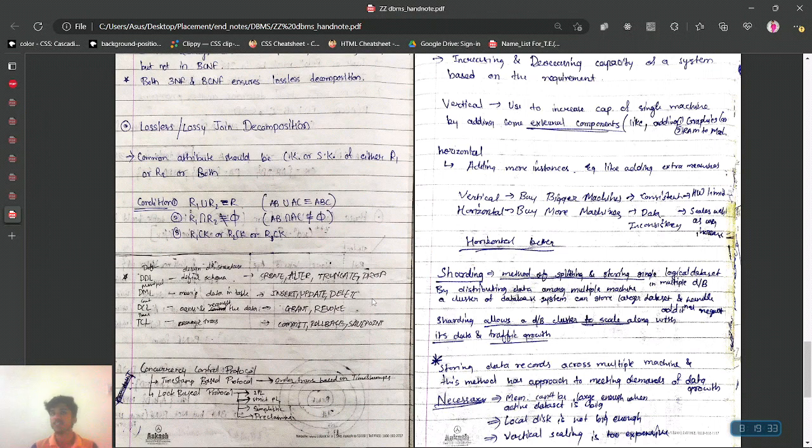So sharding can be considered as splitting a single logical data set into multiple databases. By distributing data among various machines, a cluster of databases can store a large data set and handle additional requests. It allows the database cluster to scale along with its data and traffic growth.